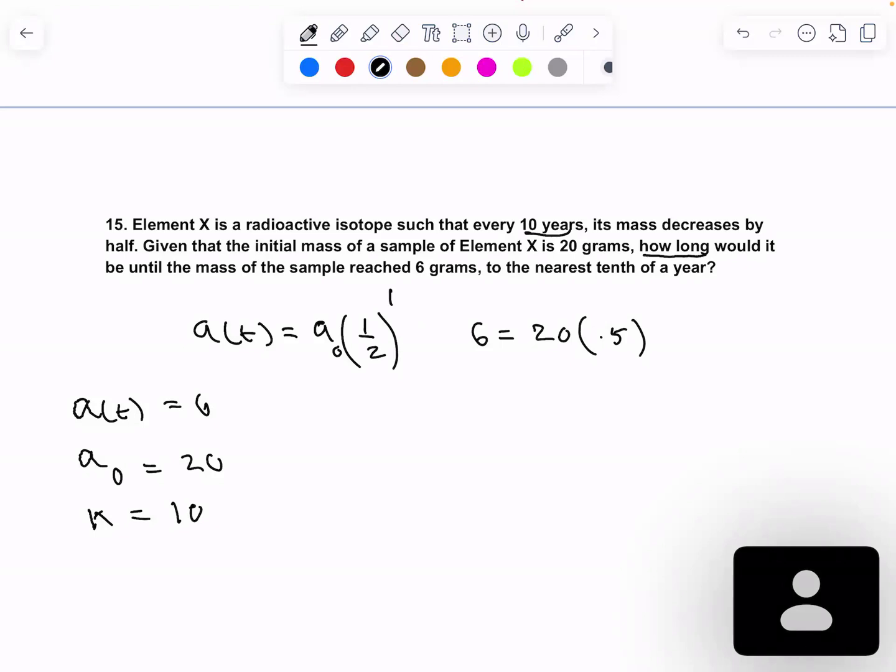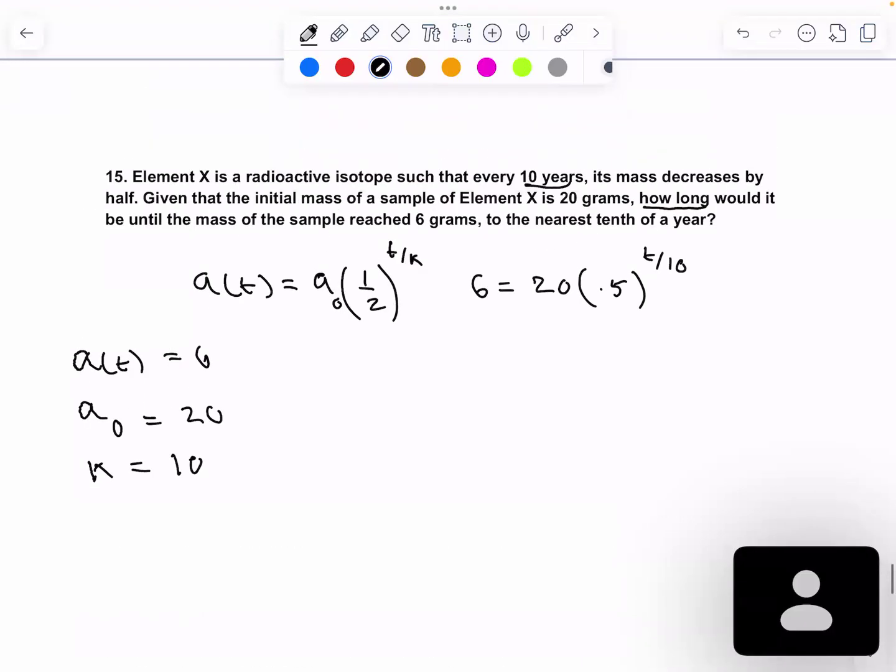No, it is t over k. Okay, and k was 10 years. It takes 10 years for it to decay by half. So first thing, let's divide by 20 to solve this equation. Okay, 6 over 20 is 0.3. So this is 0.3 equals 0.5 to the t over 10.